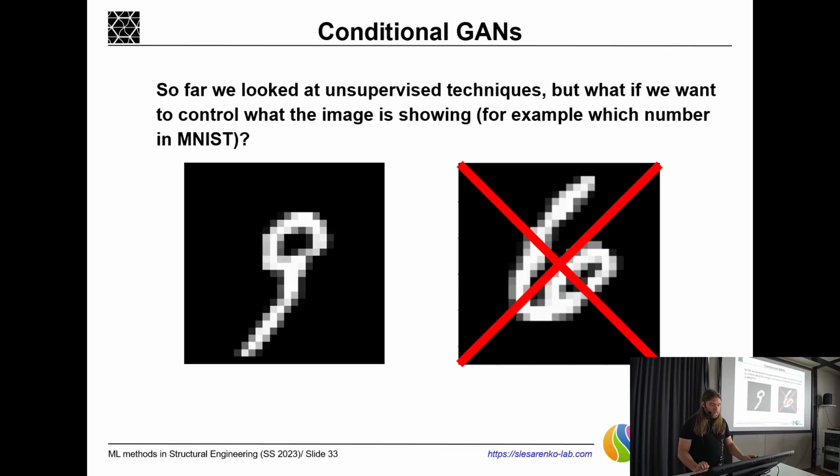Okay. So what we've done so far is we looked at these unsupervised techniques for both the GAN and the autoencoders. But what if we want to train a general model that generates MNIST images, but if I generate something, I want to be able to decide which number it shows? So basically be able to say, I want a 9, or I want a 6, or whatever.